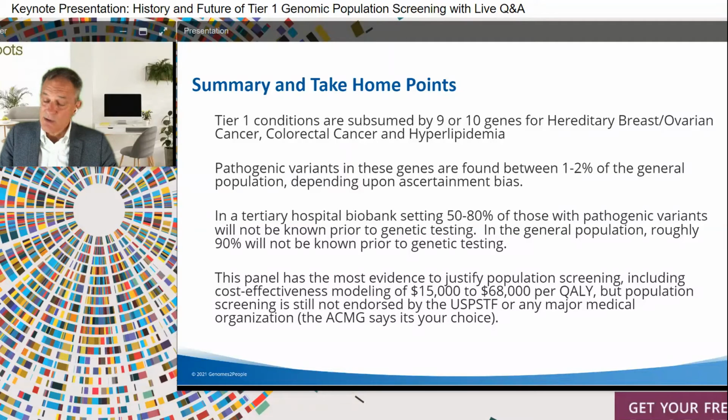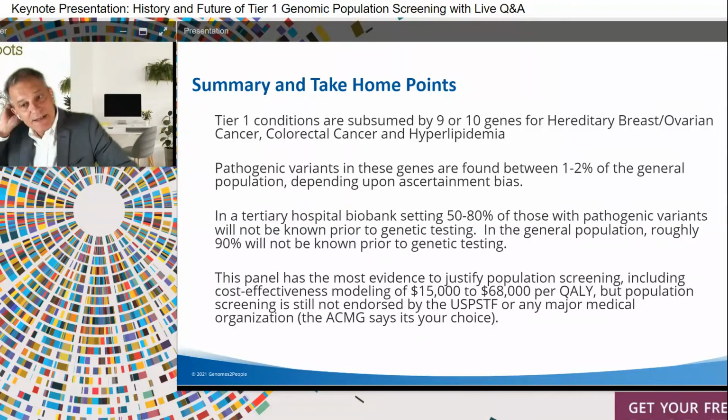Neither has the U.S. Preventive Services Task Force, neither has the American College of Medical Genetics, neither has anyone else. Although a lot of it's going on in research studies and in employer-based opportunities and some healthcare systems and even nationwide studies like in Australia, no one has recommended this.